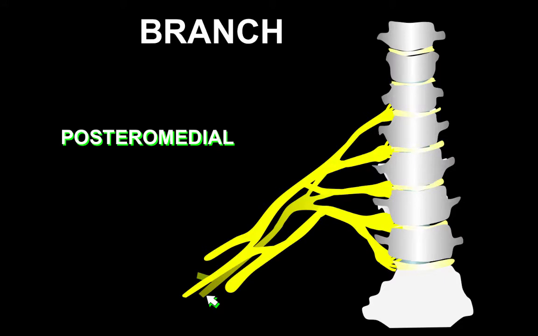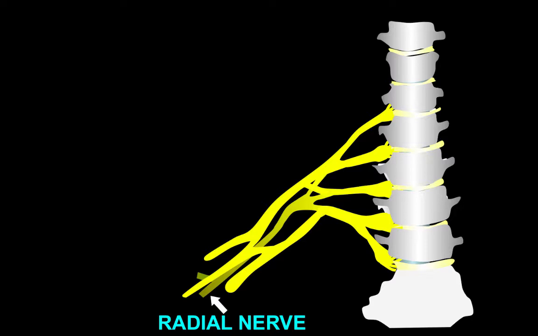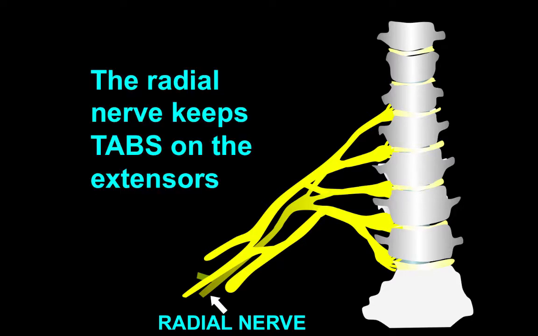From the posteromedial branch of the posterior cord arises the radial nerve. Use this phrase to remember the muscles innervated by the radial nerve. The radial nerve keeps tabs on the extensors. All muscles of the arm called extensors are innervated by the radial nerve.